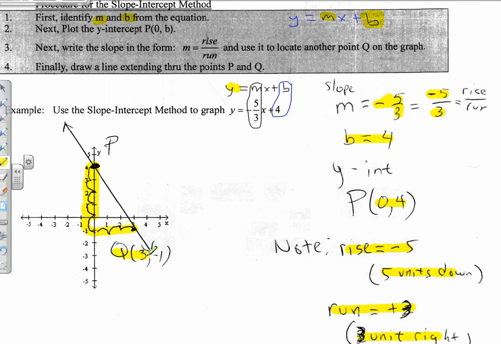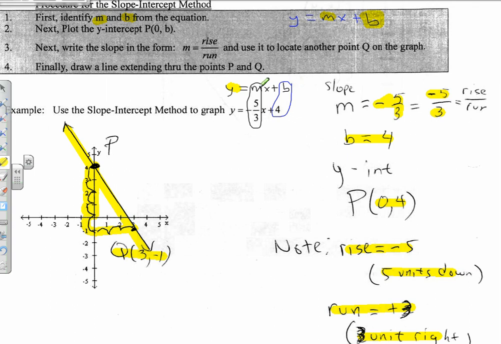Now, where did I get the coordinates of 3 comma negative 1? Well, I just read off the coordinates of point Q. Notice from the origin, Q would be 3 units to the right and 1 unit down. So the x coordinate is 3, and the y coordinate is negative 1. Now I take my straight edge, my ruler, I line it up on points P and Q, and then I draw this line that goes right through those 2 points, like that. So there's my graph. Again, it's a very sophisticated method, a nice method.